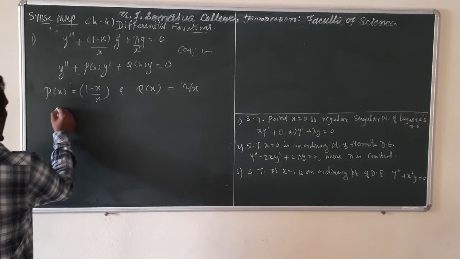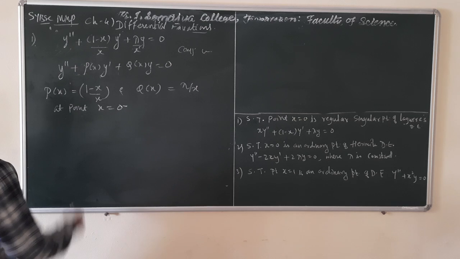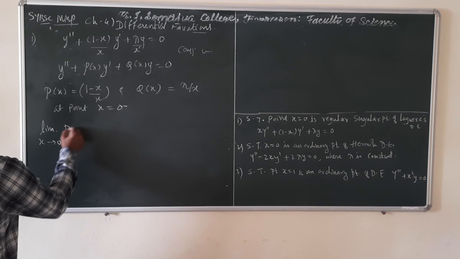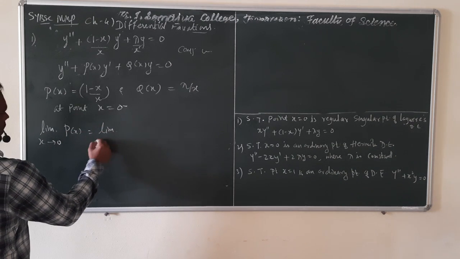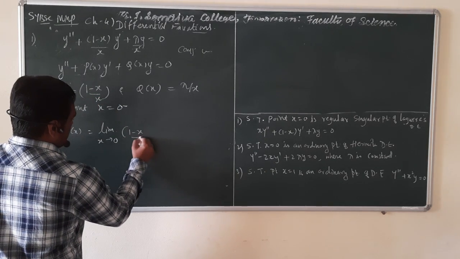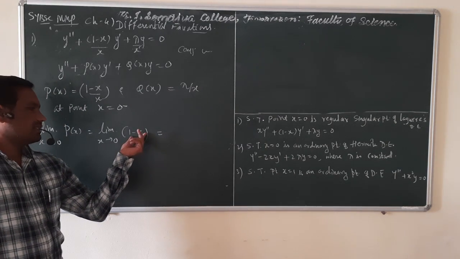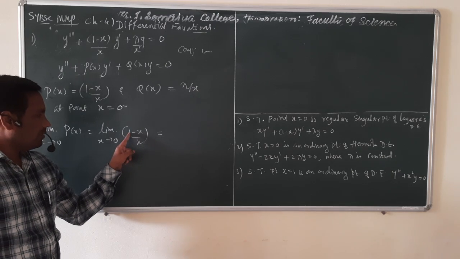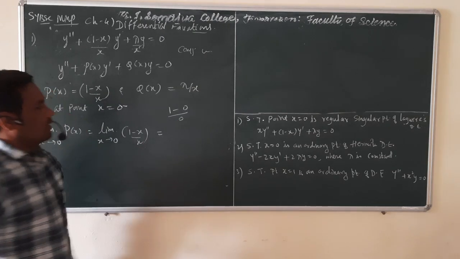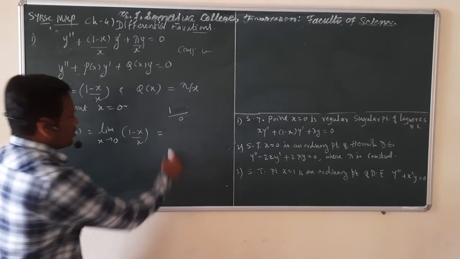For that, at the point x is equal to 0, limit as x tends to 0 of p of x is equal to limit as x tends to 0 of (1 minus x) upon x. If you put the value x is equal to 0 in this expression, it becomes (1 minus 0) divided by 0. 1 minus 0 is 1, so 1 upon 0, which is infinity.